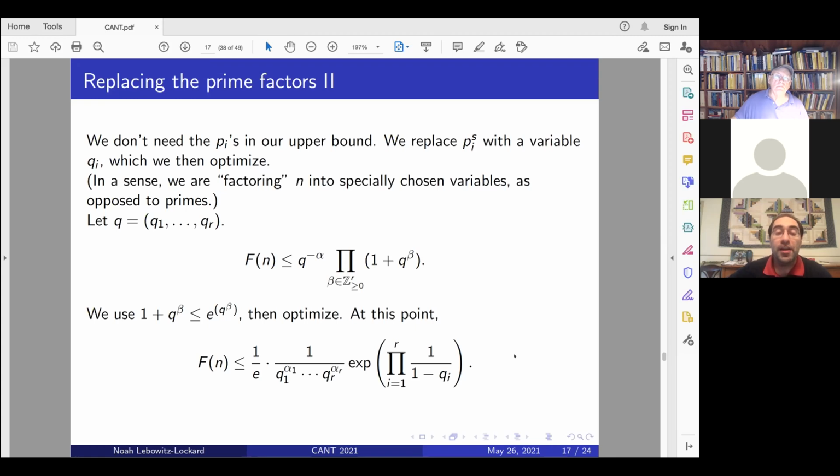So big F of n is at most 1 over e times 1 over q1 to the alpha 1, q2 to the alpha 2, all the way up to qr to the alpha r, times e raised to this product right here, 1 over 1 minus q_i, as i ranges from 1 to r. So that's corresponding to every possible R tuple that we had up here, and it works out to be a nice product of geometric series that we can then optimize.